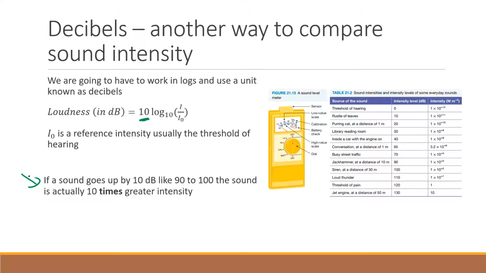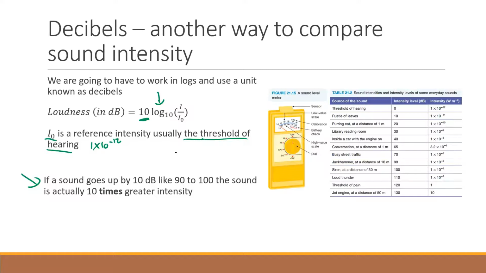How do you calculate something in decibels? What you do is you use this formula here. It's a log formula, just like you would expect, where I naught is a reference intensity. It's usually the threshold of hearing, so 1 times 10 to the power of negative 12. Then you multiply by 10 to get your measurement in decibels.